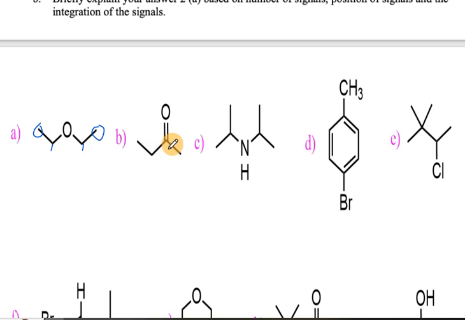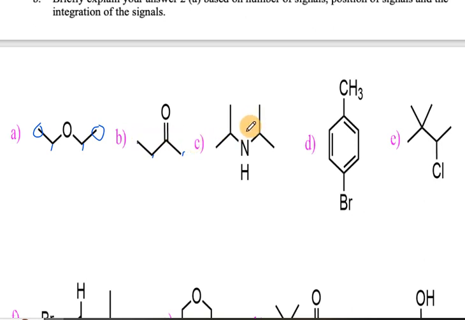Let's look at the B, the regions or different positions for hydrogen. We have the N here, we have here, and here. So this one shows 3 signals for proton NMR. Then for carbon, we have here, here, here, and here, 4 signals for carbon NMR.